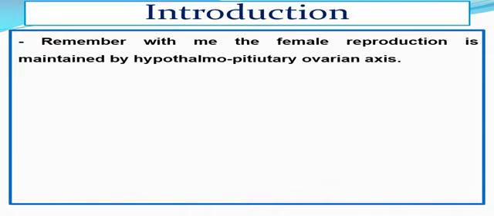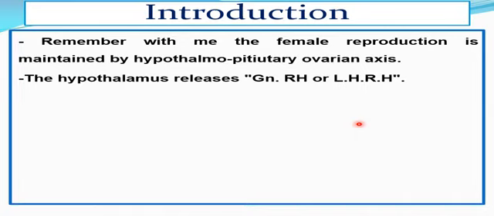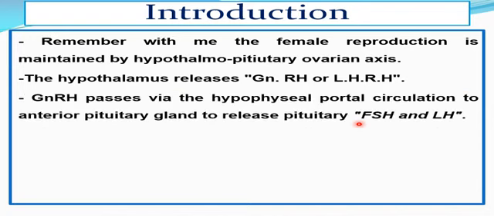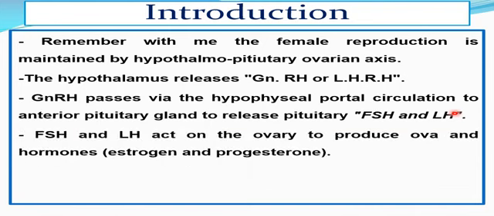Regarding the starting of the female's reproductive life, it starts at puberty by action of the hypothalamo-pituitary-ovarian axis. If you remember, the hypothalamus produces gonadotropin-releasing hormone, which is termed also luteinizing hormone-releasing hormone, as it stimulates LH more than FSH release.